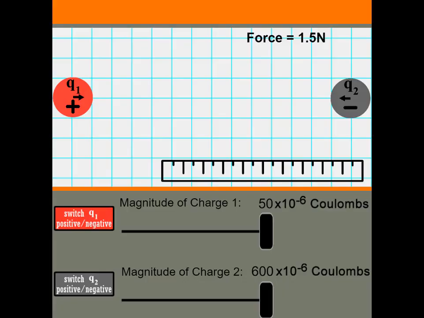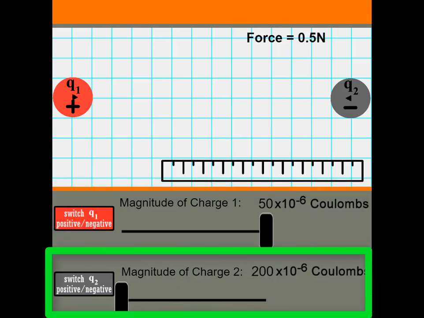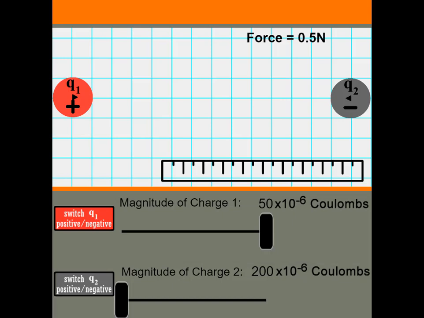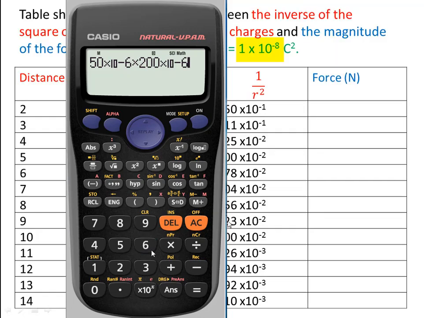So we open our simulation, and we are going to keep magnitude of charge 1 at 50 times 10 to the power minus 6 coulombs, and magnitude of charge 2 at 200 times 10 to the power minus 6 coulombs. So let's quickly check that Q1 times Q2 is what we said it would be. We open our calculator, 50 times 10 to the power minus 6 times 200 times 10 to the power minus 6, and indeed we do find 1 times 10 to the power minus 8.